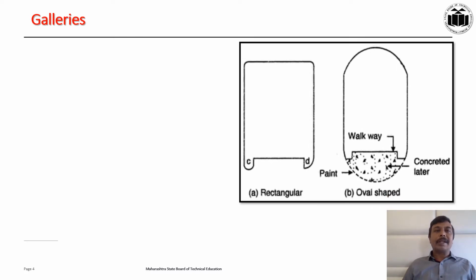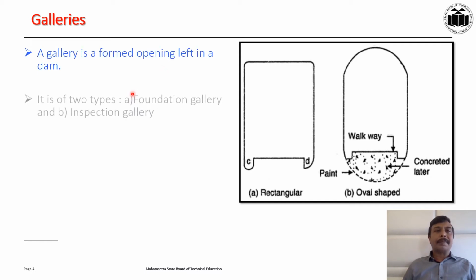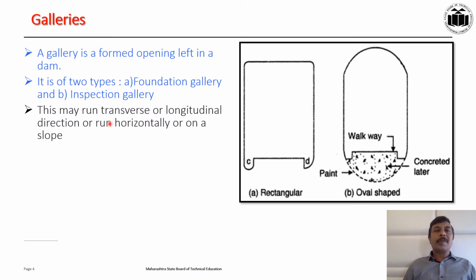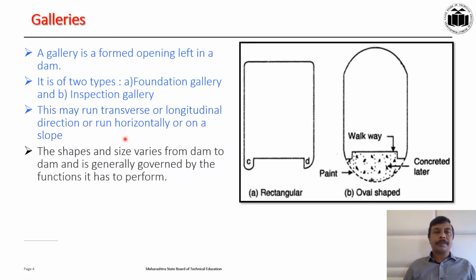Let us see the galleries in the gravity dam. A gallery is a formed opening left in a dam. The galleries are of two types, foundation gallery and inspection gallery. This may run in transverse or longitudinal direction, or run horizontally or on a slope. The shape and size varies from dam to dam and it is generally governed by the functions it has to perform.